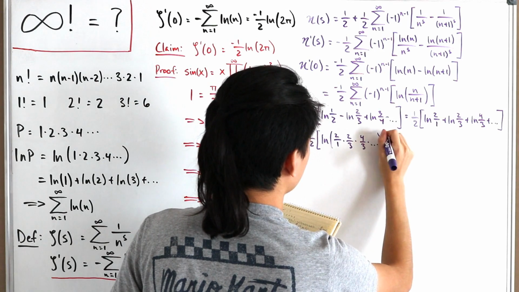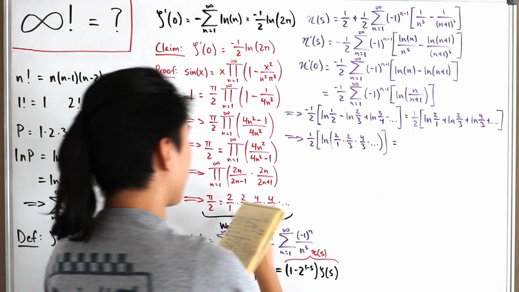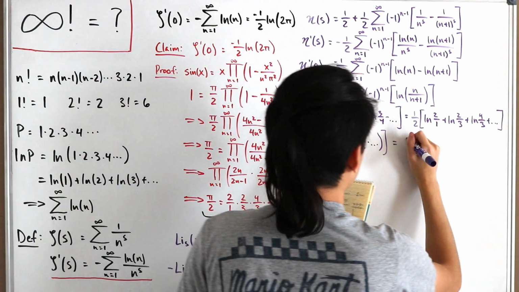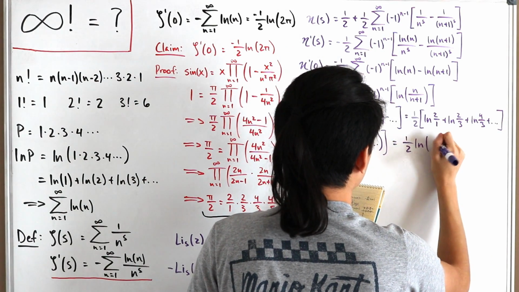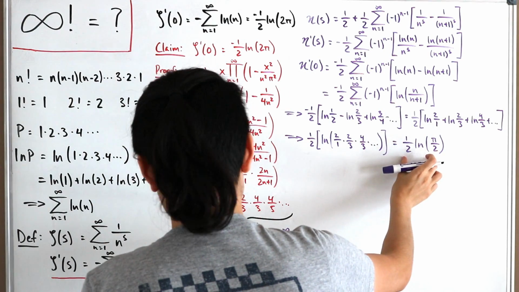We just use that series expansion for the Wallis product. We can just replace this with pi over 2. So we have 1/2 ln of pi divided by 2. And so that's great.